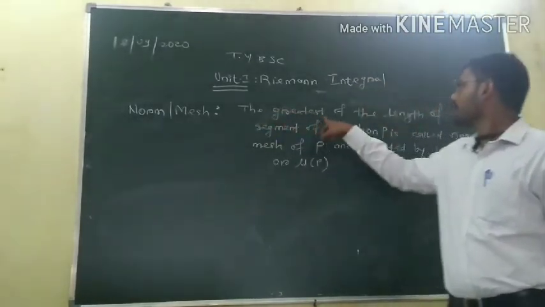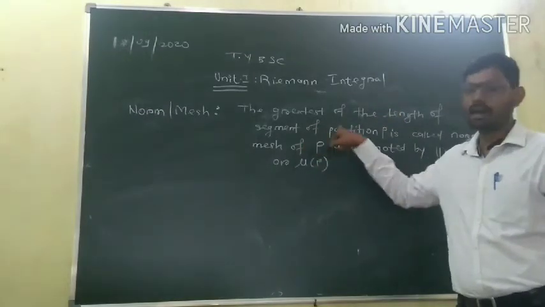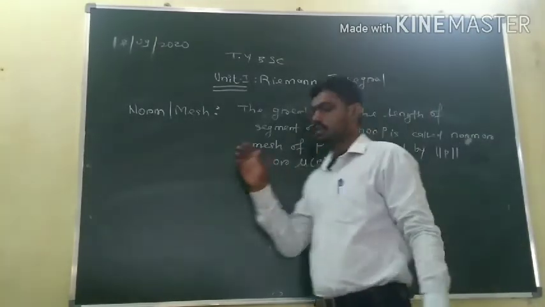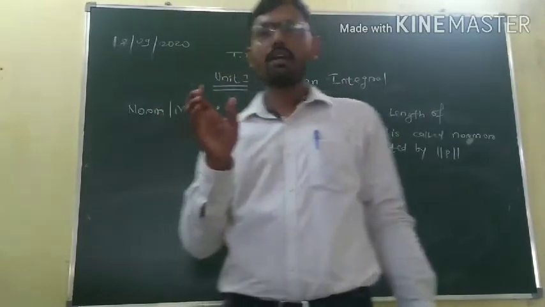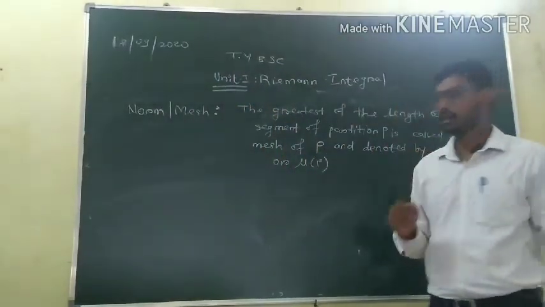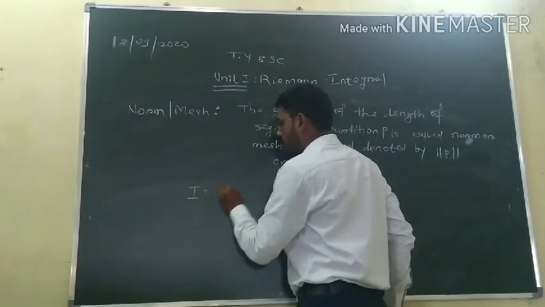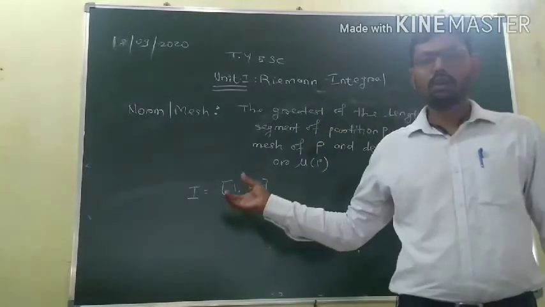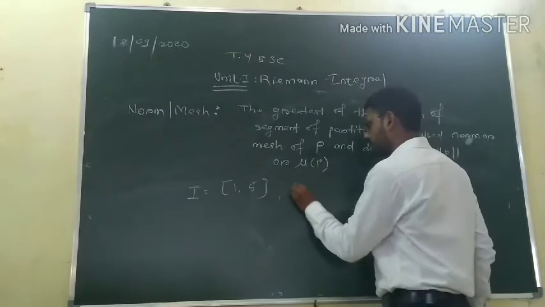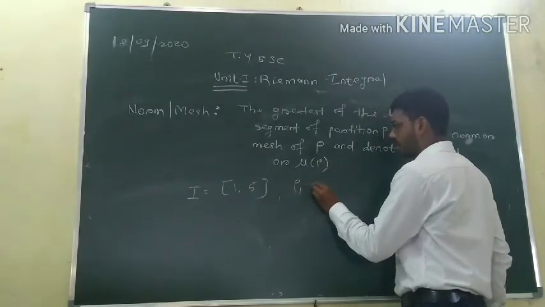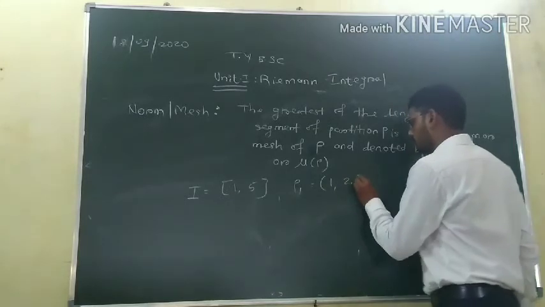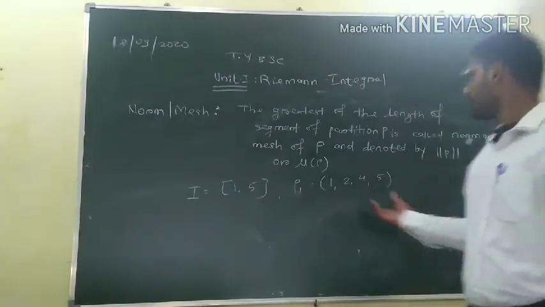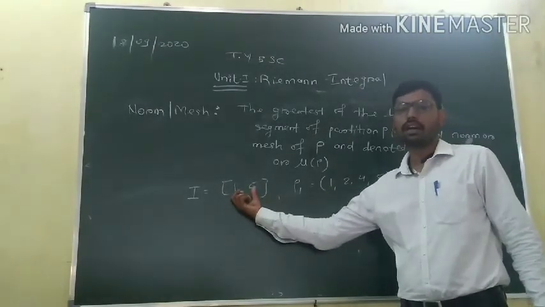So what is norm? The greatest of the lengths of the segments of partition P is called the norm or mesh of P. Suppose we have an interval and some partition of that interval. Take the interval I equal to [1, 5], a closed and bounded interval. Take some partition, say P1, equal to {1, 2, 4, 5}. This is one partition of this interval I.